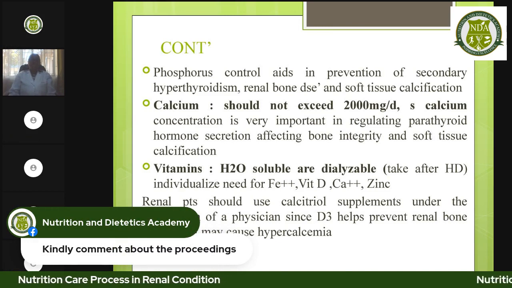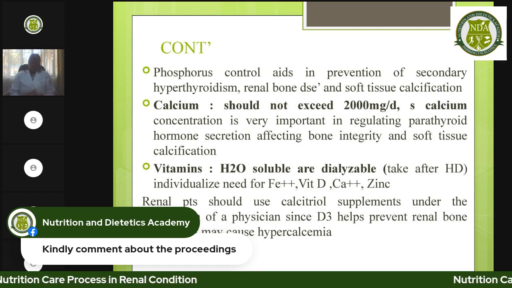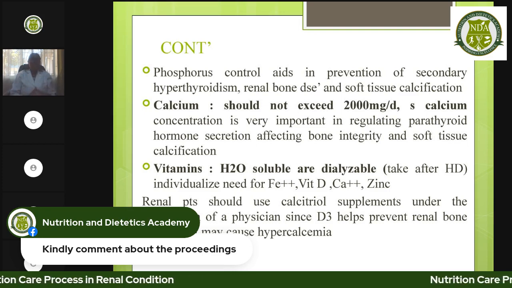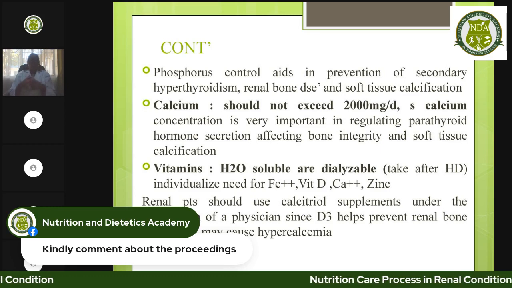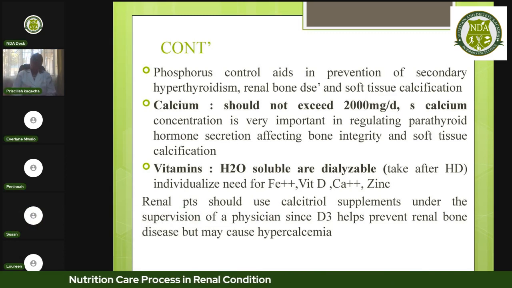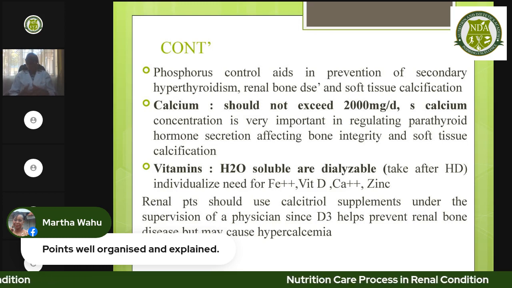So for protein, in the acute phase, you give a high protein diet, which is about 1.3 to 2.0 grams per kilogram, because the patient has been transplanted, the wound is still healing, so you want to give more protein. And when they now come to the chronic phase, when the wound has already healed, you want to reduce the protein intake to about 0.8 to 1 gram per kilogram.